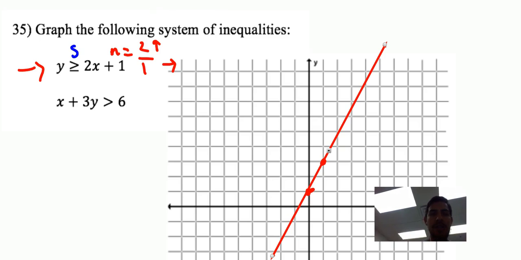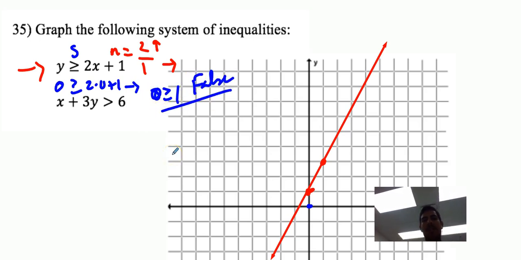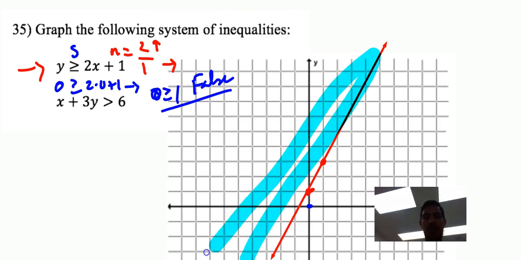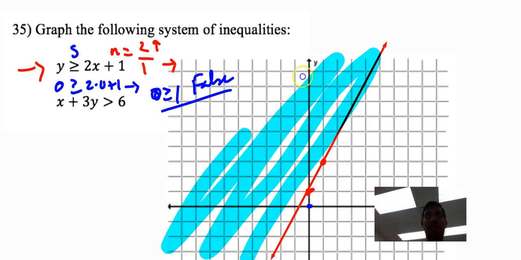So what I'm going to do here is shade. I'm going to choose 0, 0 as a test point. And let's see, if I plug in 0, is that greater than or equal to 2 times 0 plus 1? I end up getting 0 is greater than or equal to 1. Okay, that's false. So because 0 is not greater than or equal to 1, I am not shading in the 0 direction, which means I'm going to shade in the opposite direction. So I'll use some blue here. I'm going to shade all of this stuff.